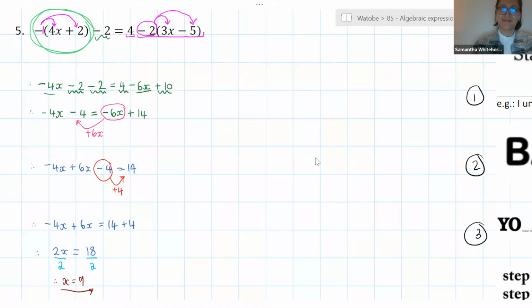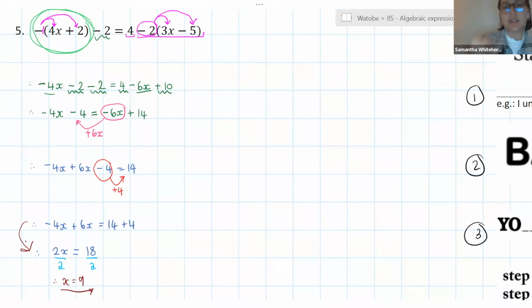Yes, ma'am, it's a question. We just quickly want to ask something. Negative 4x plus 6x is positive 2x. I think we got it wrong. We thought minus 4x plus 6x is minus 2x.